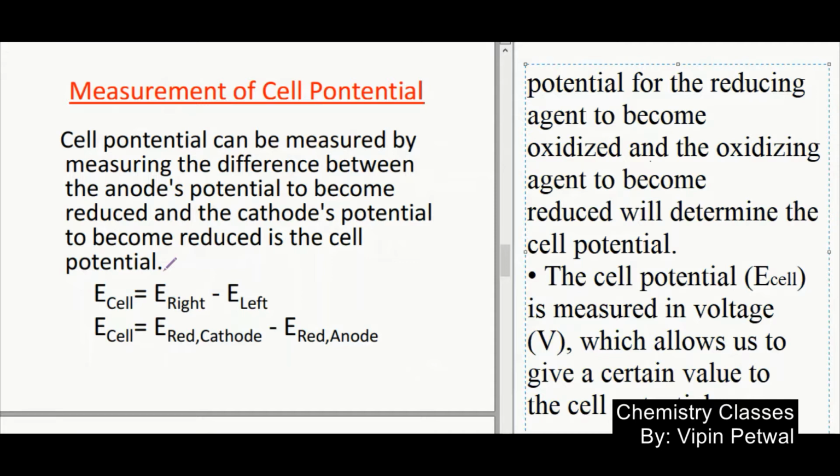Cell potential can be measured by measuring the difference between the anode's potential to become reduced and cathode potential to become reduced. So in this way we have already discussed about this, then we can understand this fact very easily. And E cell equal to E right. Right means what was right? Cathode. What was left? That was anode. And with the help of this formula we can calculate this.